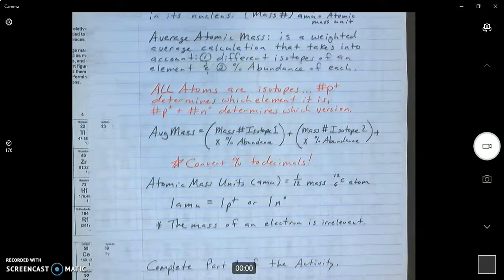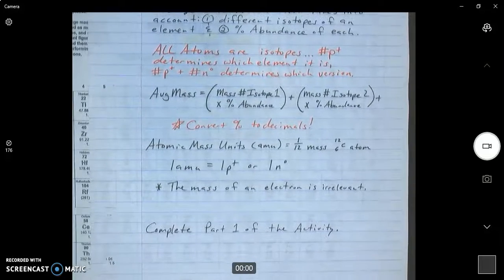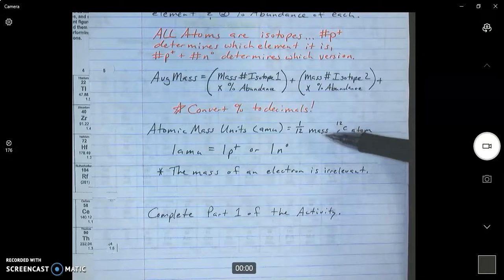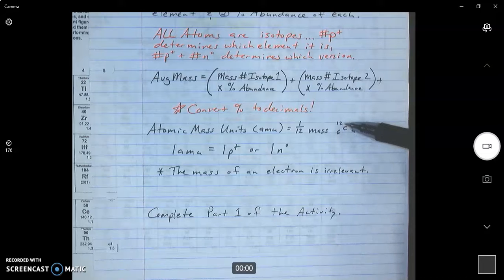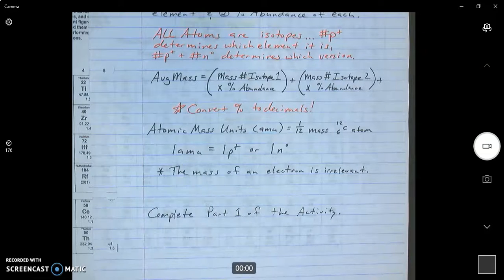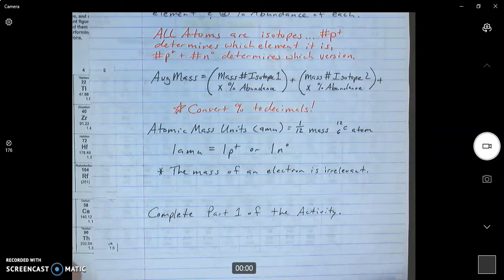And then don't forget the atomic mass unit is the unit for our mass. Protons plus neutrons equals the mass in AMU. And AMU is equal to 1/12 the mass of a carbon-12 atom. That's an atom of carbon with 12 particles in its nucleus. 6 of them are protons, 6 of them are neutrons. The mass of a proton or a neutron is roughly 1 AMU. The mass of an electron is irrelevant because they are so insanely small that they don't even register.